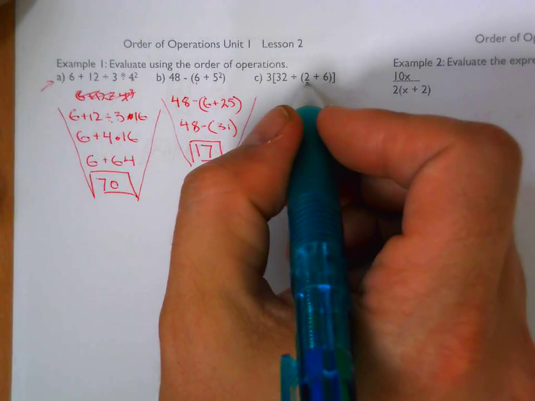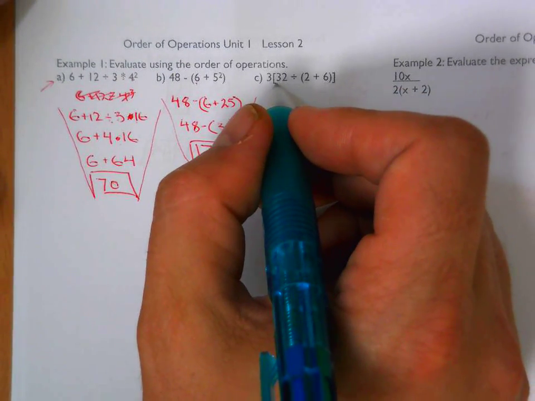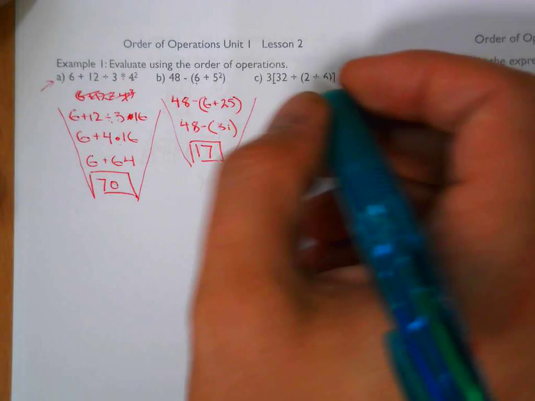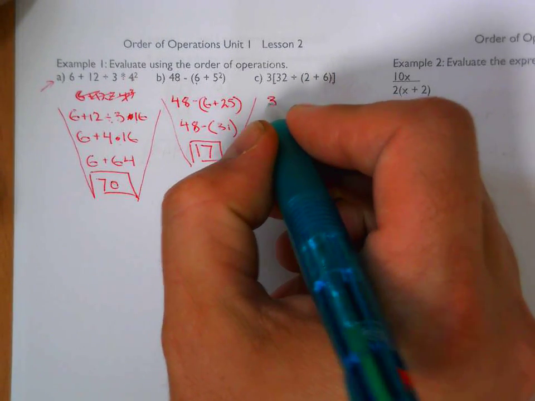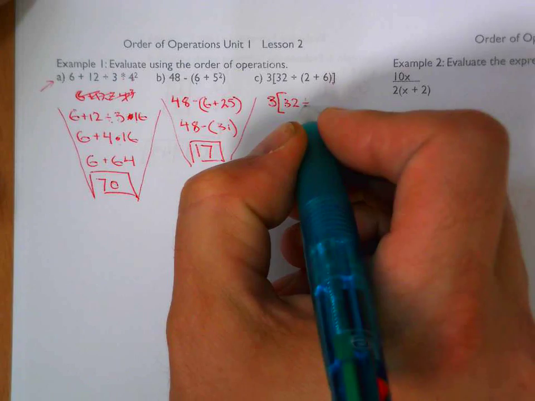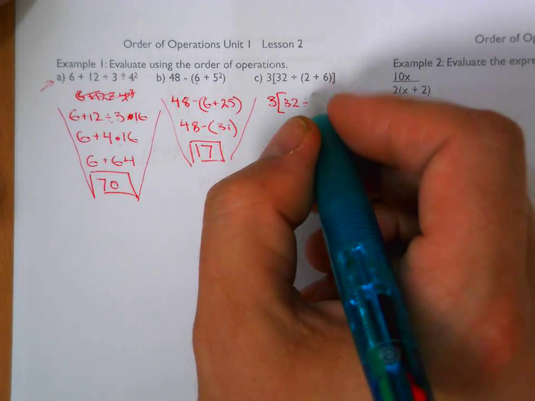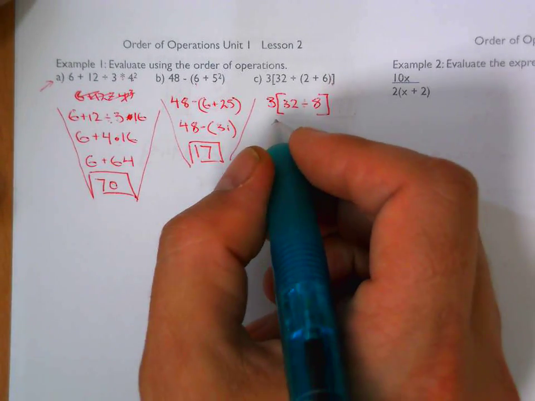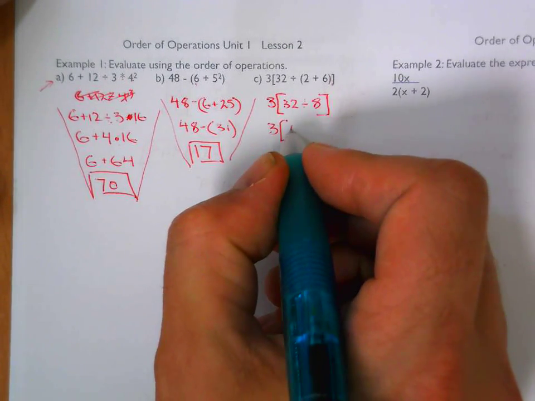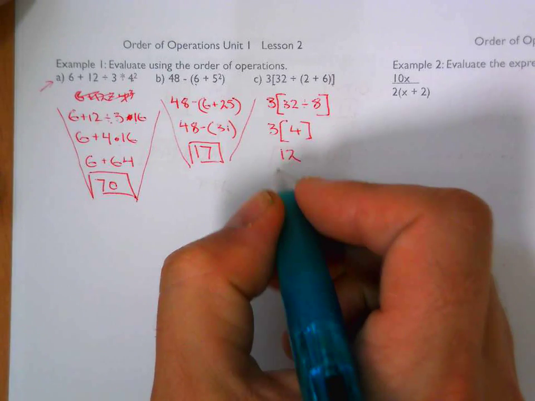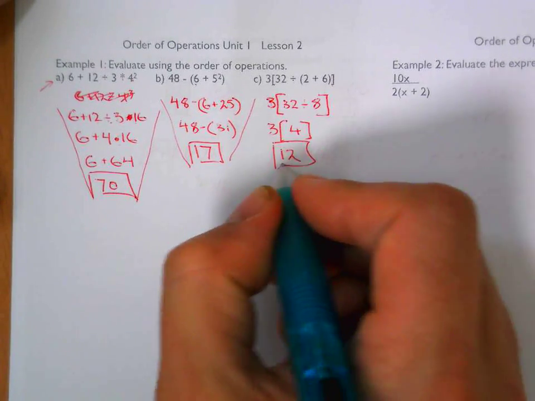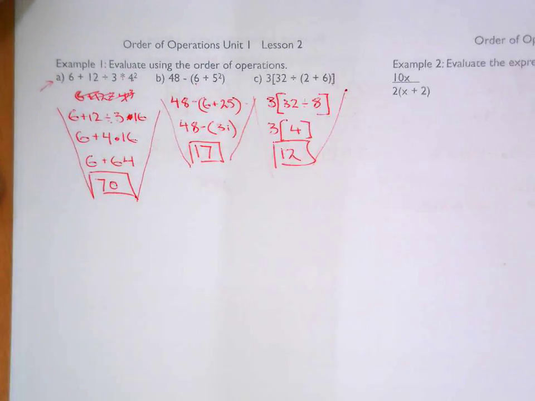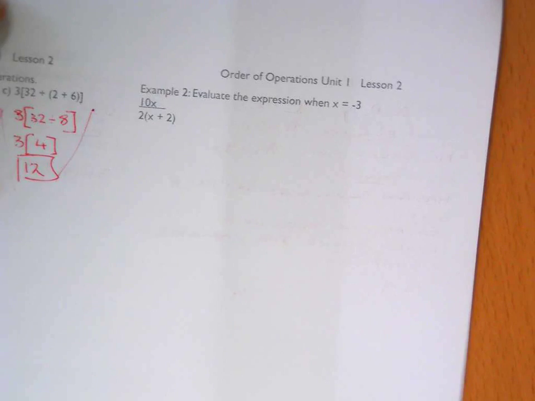All right, so now I've got 2 sets of parentheses, and that's fine. Inside, I've got another set of parentheses, so I'm going to do that first. And again, I'll just kind of show each of my steps here, being patient. 2 plus 6 is 8. 32 divided by 8, that is going to be 4. And 3 times 4 is 12. All right, so there is I can statement number 3. We are evaluating using the order of operations.